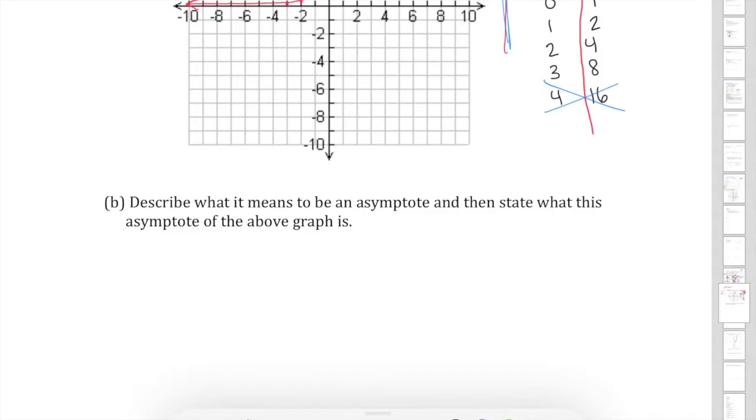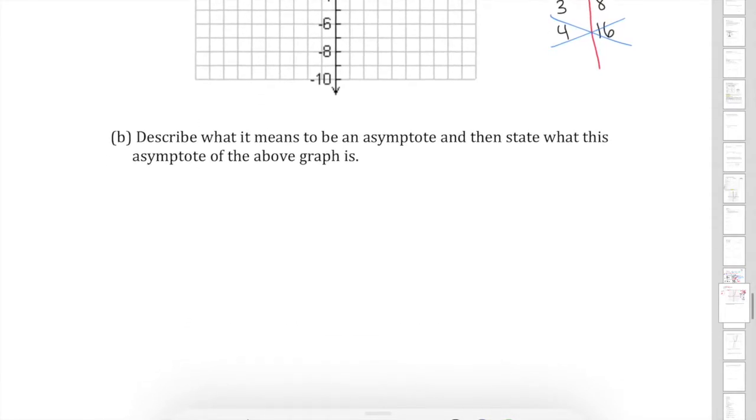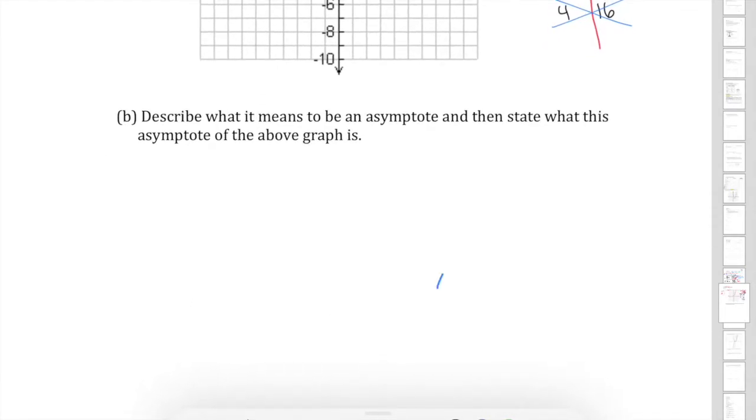Okay, so part B is going to kind of relay that information. Part B says describe what it means to be an asymptote and then state what the asymptote of the above graph is. So first, let's define what it means to be an asymptote. Probably the weirdest spelling math word. Asymptote.